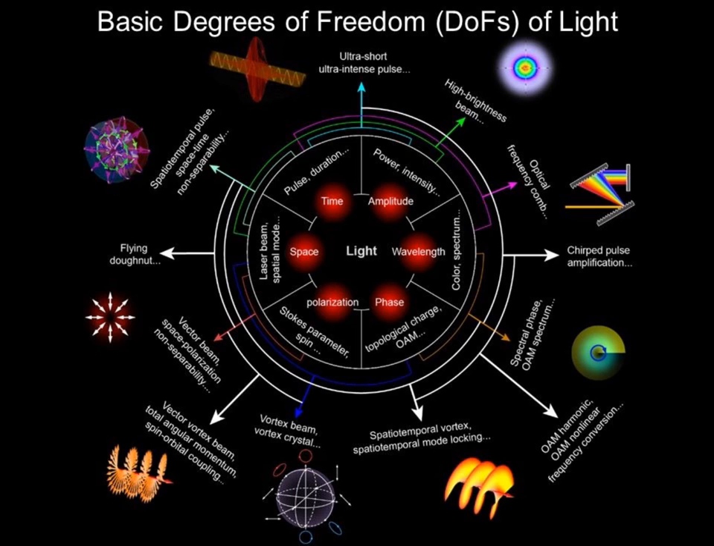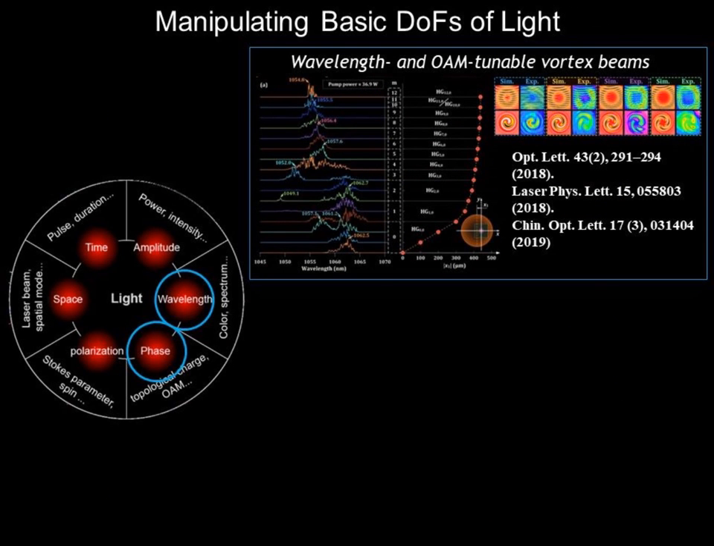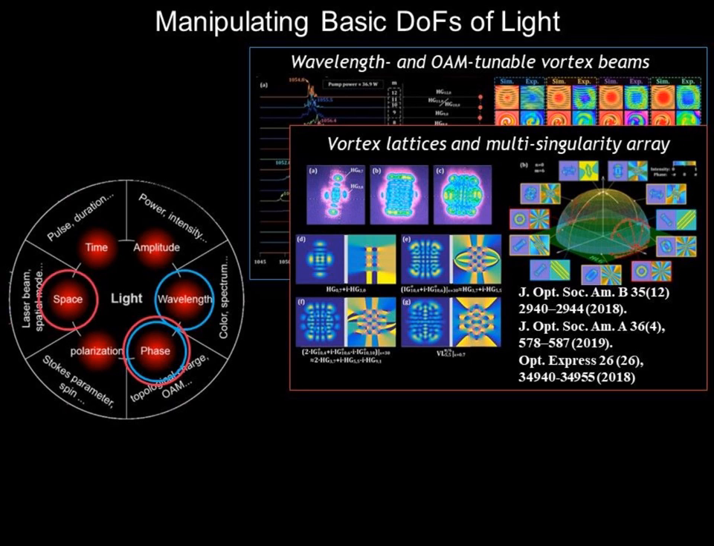Following this strategy, we can do much research. For example, if we consider the phase and the wavelength together to generate a wavelength and OAM tunable vortex beam, that would be very helpful for the application of wavelength and OAM multiplexing communication. As another example, we can combine the phase and the space together to explore the spatial distribution of multiple vortices, like vortex lattices and multi-singularity arrays.